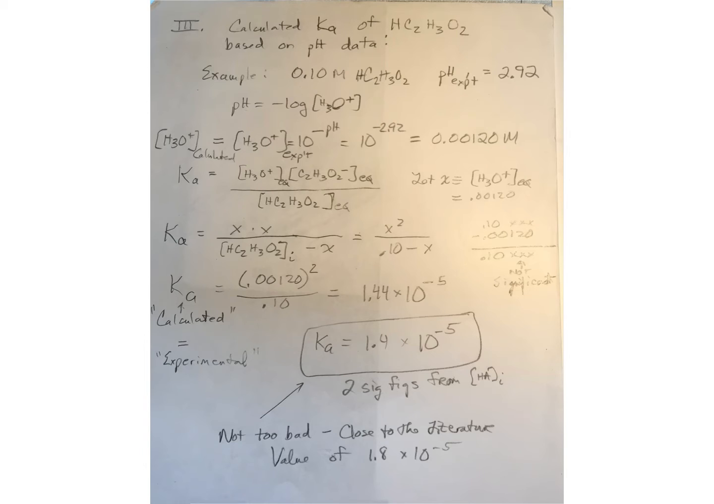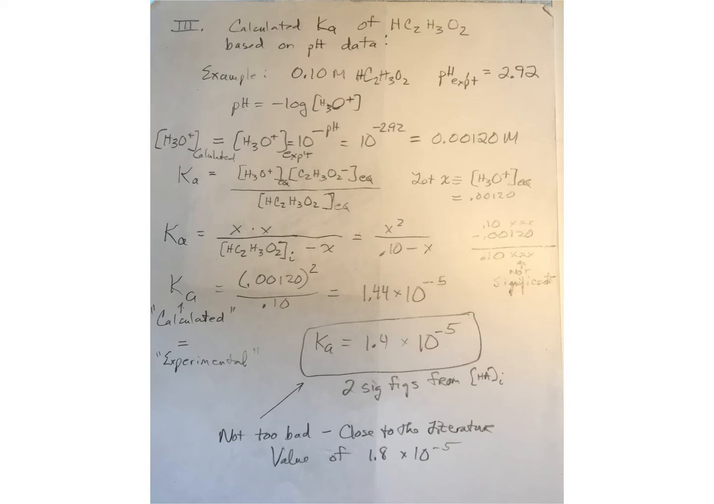So the pH we know is minus the log of H3O plus. So H3O plus is simply 10 to the minus pH. So this H3O plus is calculated. They use the word calculated in the data table, but they really mean experimental. So this concentration would be 10 to the minus 2.92, and this is the value we get. So now we're going to get Ka from this experimental data.